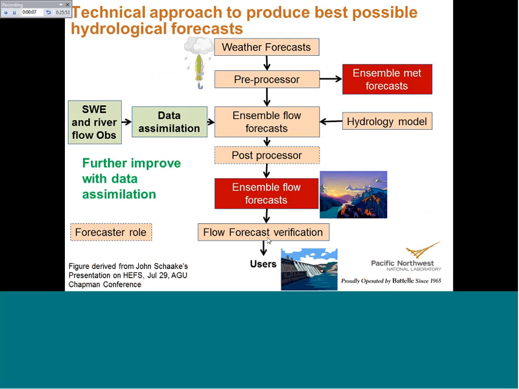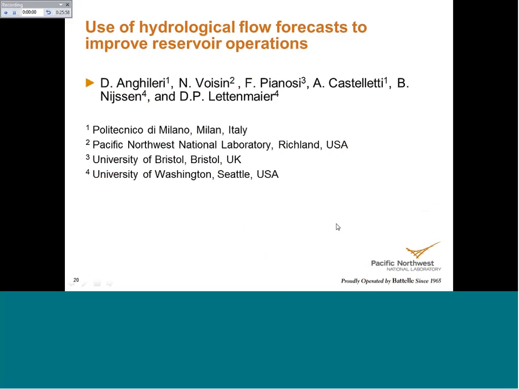So we've seen the data and the product that we're providing to the users. What I wanted to go into next was, okay, how is it being used by the optimizer? This is work that has been done by Daniela Anghileri. She's a PhD student with Andrea Castelletti and Francesca Pianosi at the University of Milano, and Bob Nijssen and Dennis Lettenmaier at the University of Washington have been providing support as well.